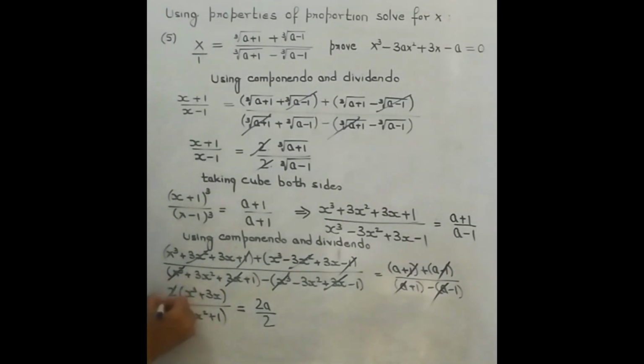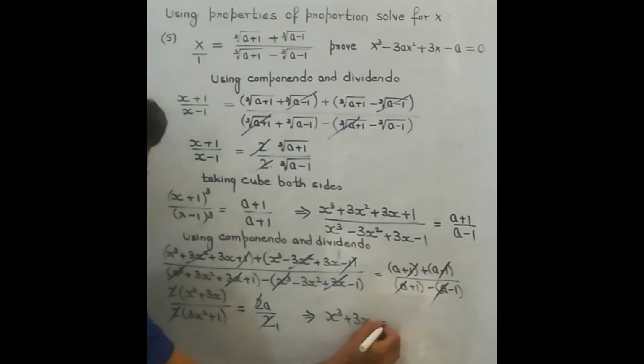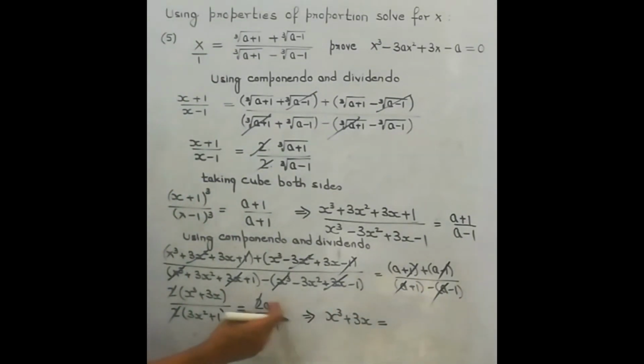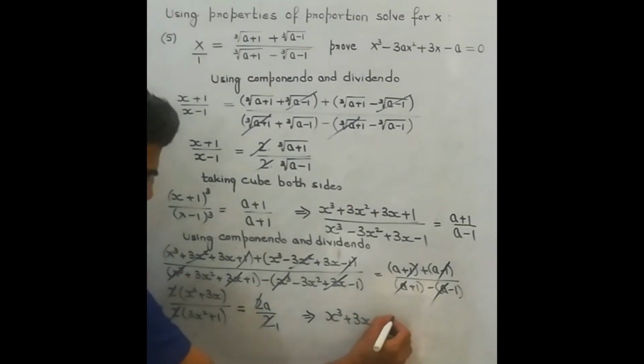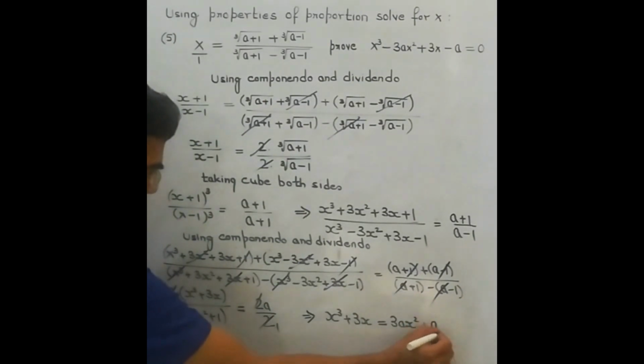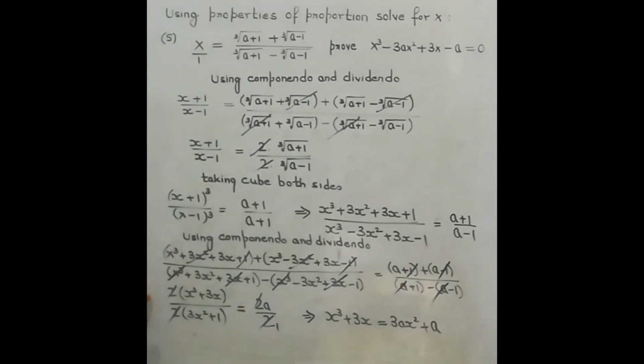So now you can see this will cancel out. This will also cancel out. So now you cross multiply, you are left with 1 over here. Now when you cross multiply it, you multiply by 1, you will be getting x cube plus 3x is equal to, now you cross multiply here with a. So 3a x square plus a. So on cross multiplication we are getting this result.